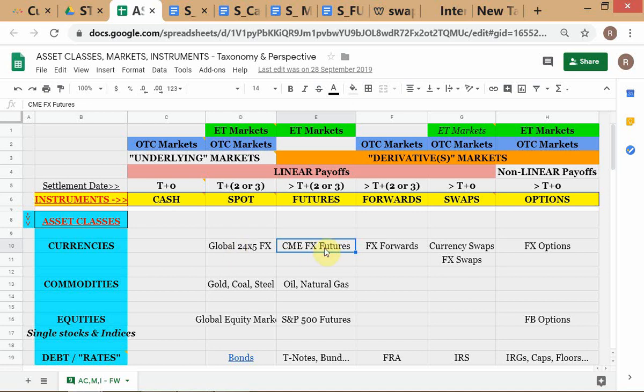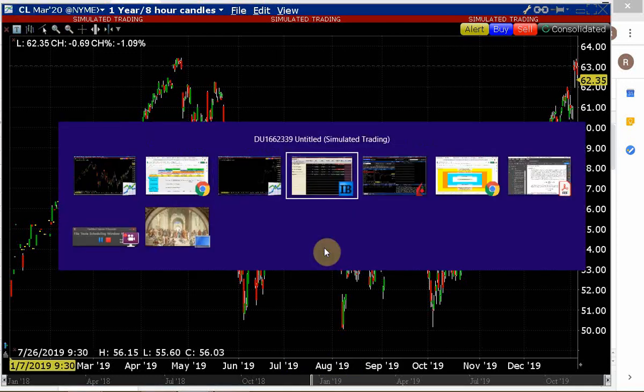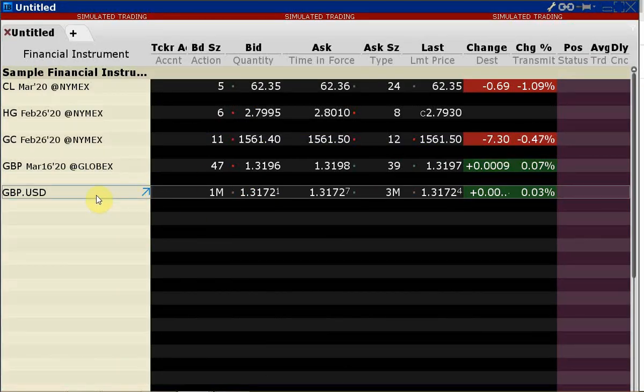The difference you can see is prices are not the same. Market is the same, cable, GBP USD is the market. Market is the same, but this is spot and this is futures. Are you following the scheme? And therefore you see that although the market is the same, because the instruments are different, the prices are also different. Is this clear? Can you see that? These prices are different.